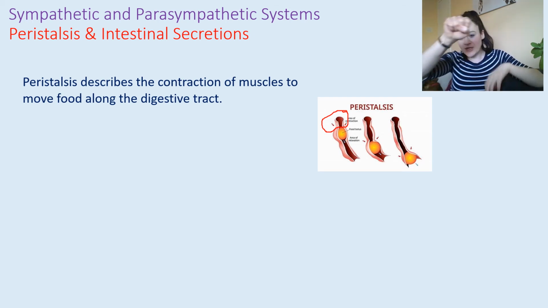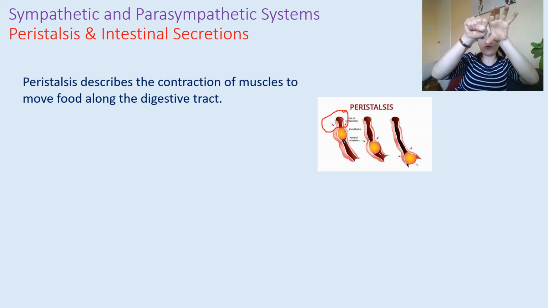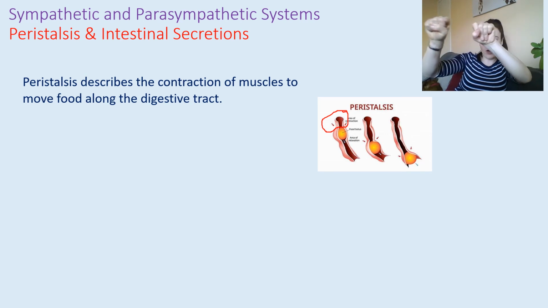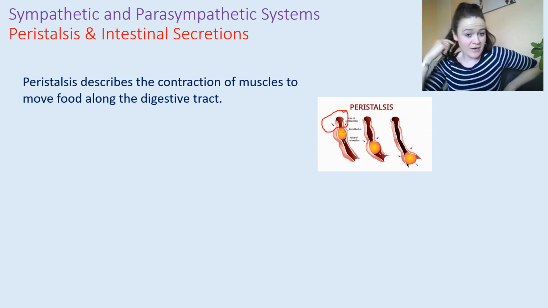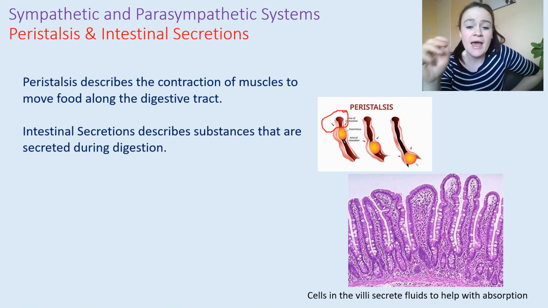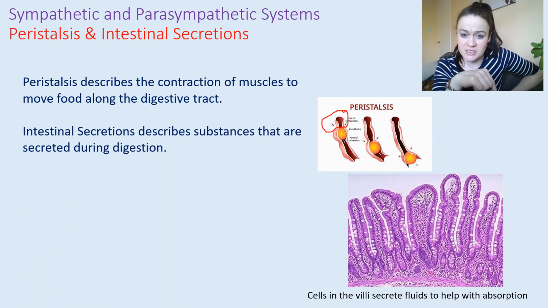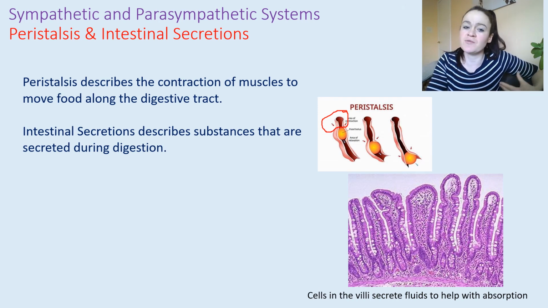So imagine this is a ball of food. Behind the ball of food, the muscles contract, and that pushes the food down. Whilst the muscles behind contract, the muscles in front are relaxed. So contract, pushes it along. That's peristalsis. Now, intestinal secretions are basically fluid that is released. It's little special molecules that are released from the intestines to help with digestion.